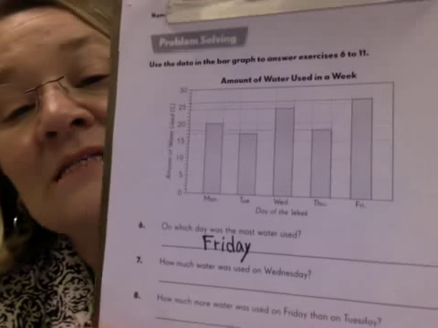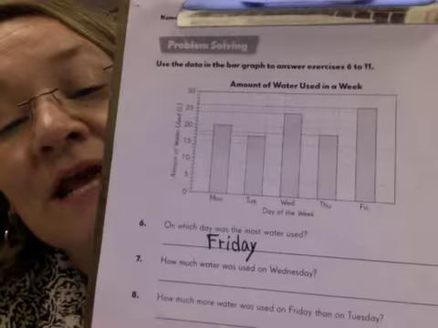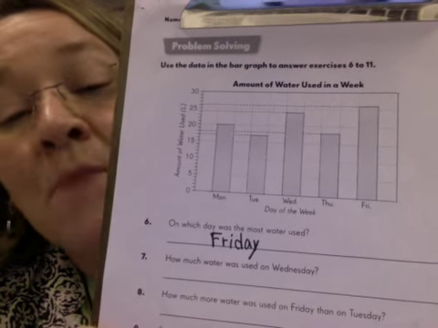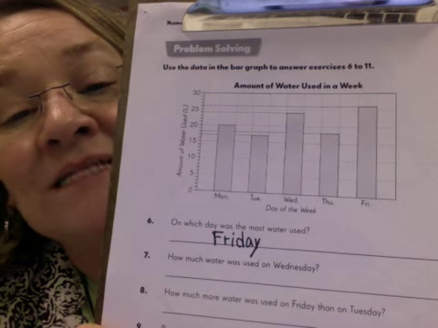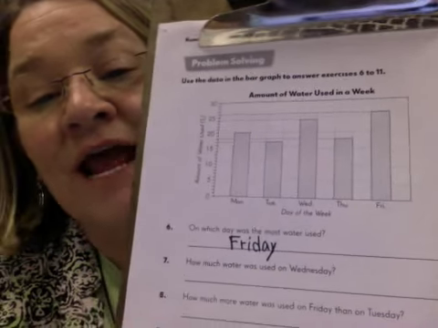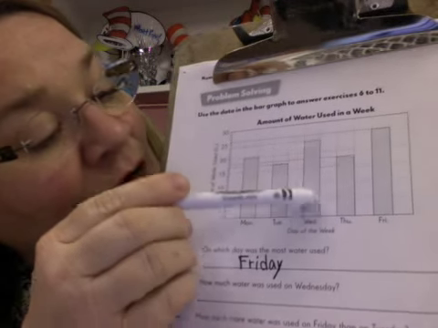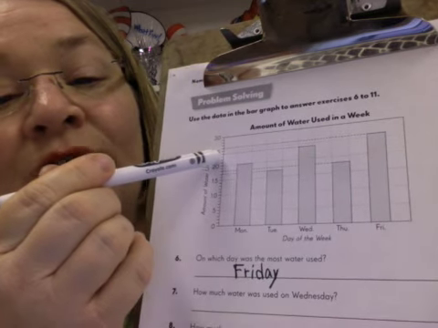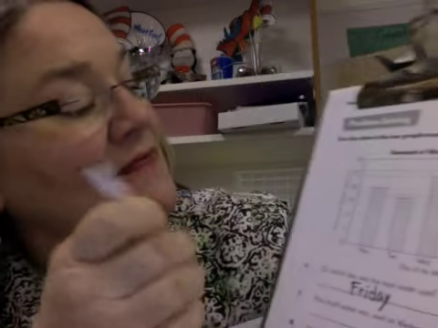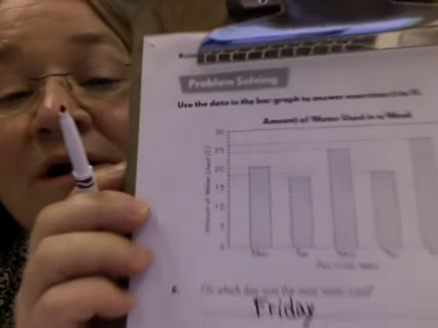Then it asks us a different question. The next question, it wants to know how much water was used on Wednesday. We use the same process as deciding that Friday had the most. We simply go to Wednesday, follow it up, go across to the number, and read what that number is. That number for Wednesday is 24.